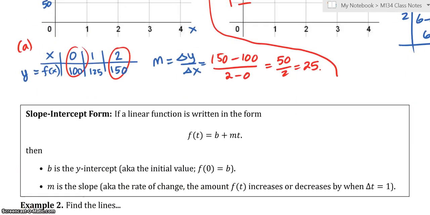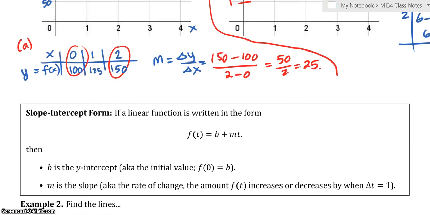So here's the formula. It's called the slope-intercept form, because that's what it gives you. You can use their formula, or if you've seen y equals mx plus b, if you're using y's and x's, you can use that. B is the y-intercept, aka what we saw before as the initial value. It's when f of 0 equals b. M is now the slope, aka the rate of change, and it's the amount it increases or decreases when the change in time or the change in x goes up by 1.